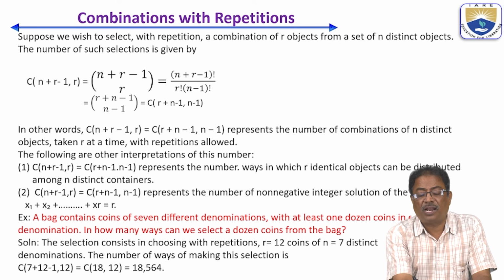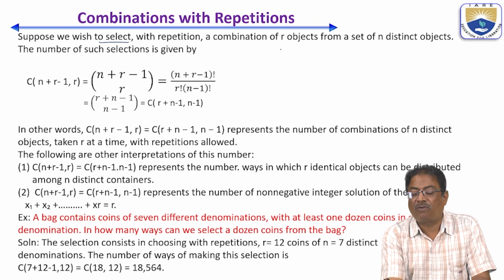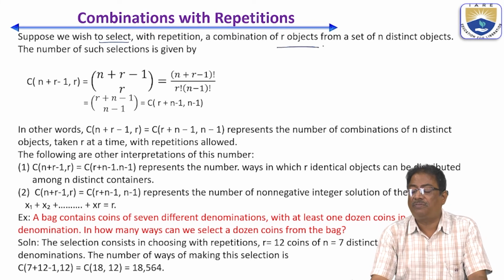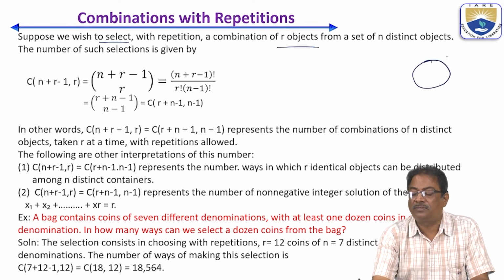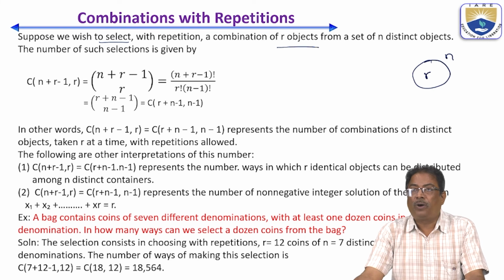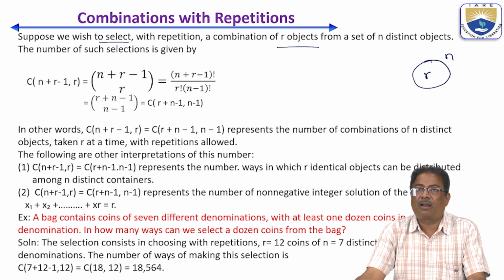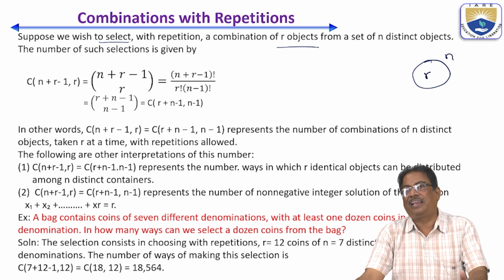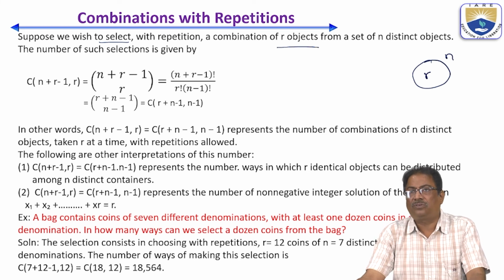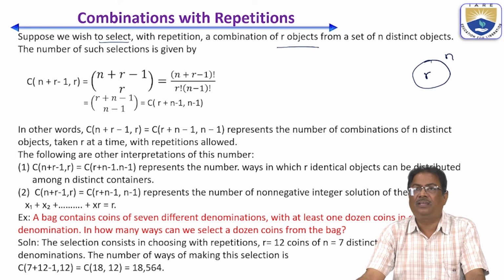Suppose we wish to select, with repetition, a combination of r objects from n objects. While I select the r objects, once again I am going to put the r objects back into the n objects, and once again I am going to select r objects. That is why we call it combinations with repetitions.